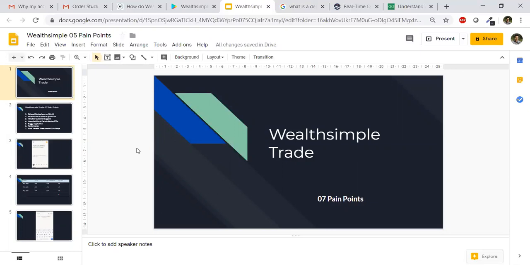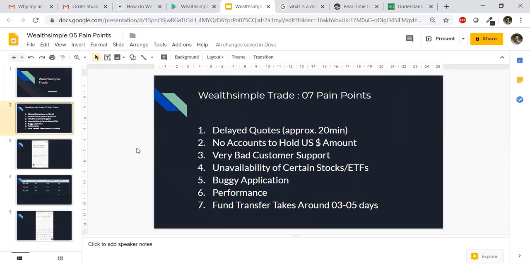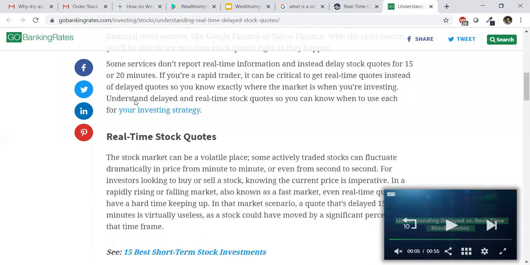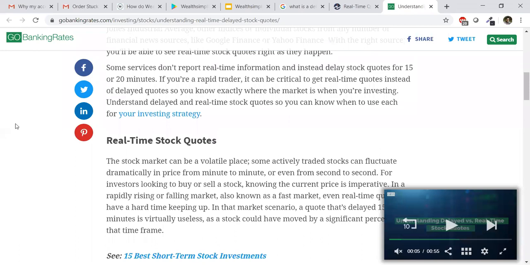So now let's go ahead and look at these one by one. Wealthsimple Trade is providing delayed quotes. In order to understand what a delayed quote means, let's look at some text here. Some services don't report real-time information and instead delay stock quotes for 15 to 20 minutes.